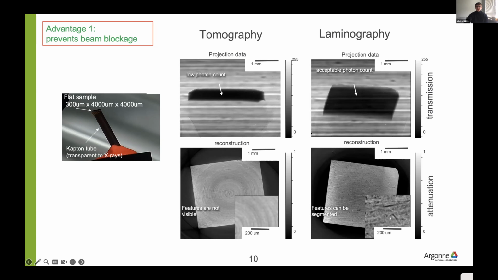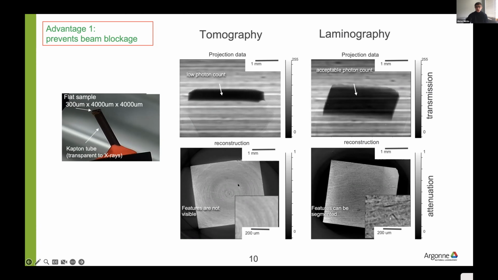Yeah. So when we do reconstruction, we get attenuation. So somehow these colors are flipped. Yeah. So brighter color means that sample has higher attenuation, and darker color means that sample has lower attenuation. And then since the beam is blocked for this regular tomography, our reconstruction, of course, will be very bad. So you will not see any features inside the sample.